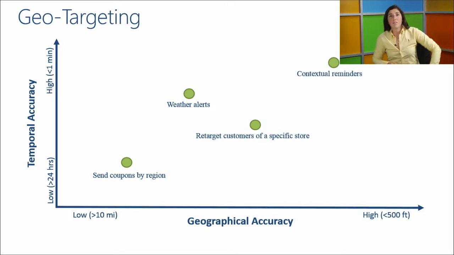So this is just setting a little bit of expectations in terms of what you look at when you're looking at geo-targeting. It's always a trade-off between temporal accuracy and geographical accuracy, and different apps have different needs, right? So if you're sending a contextual reminder, it's going to really matter where the location is, because you need to know within 300 feet of my store and within a couple minutes of them driving by, I want them to know that they should be taking a particular action.